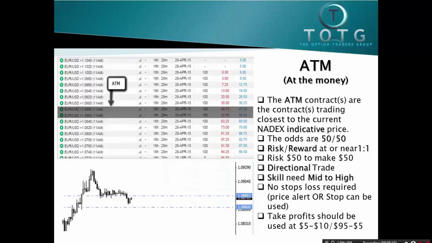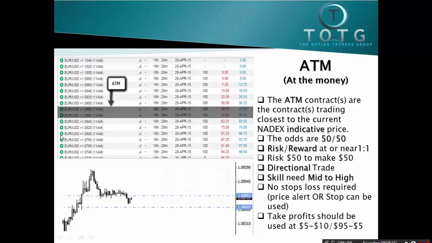Now again, those are perfect numbers. You're not going to get the perfect numbers. It's not going to stop you out at exactly 50. It's going to stop you out a few dollars worse than that, because we're going to be using Nadex indicative price for the stops, and I'm going to get into the Nadex indicative price a little bit later on in the slides here.